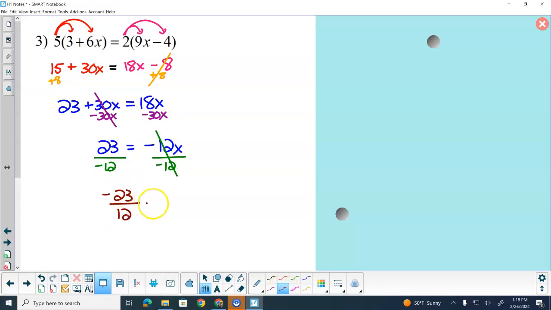Is there any number that goes into 23 that also goes into 12? No, there's not. Got a couple sleepy people listening. I know. Should we make them do some jumping jacks?